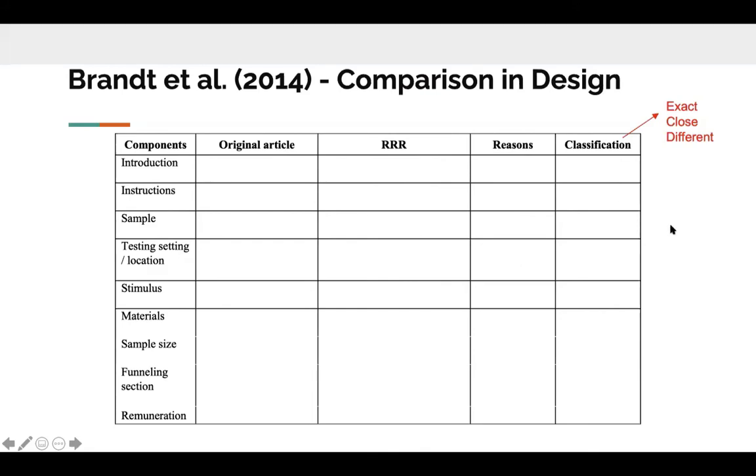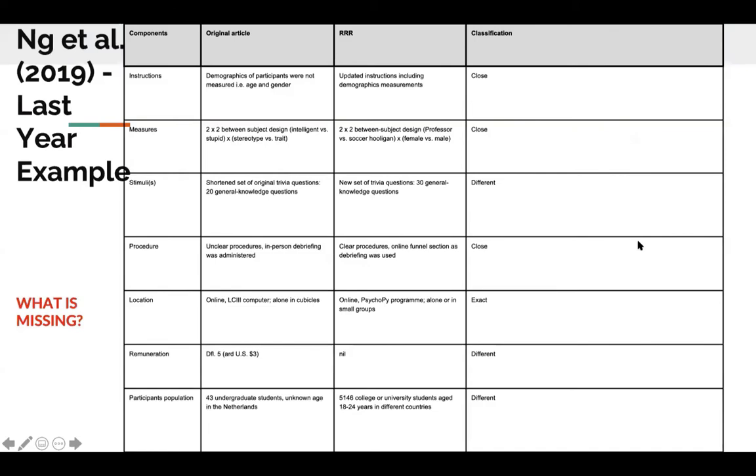I'm now going to show you an example from last year's student. And can you see what's missing from this table? So if you see, they covered the components, there's the original article and the RR, and then they went on to classification. So basically what they're missing here is the reasons for the difference. So do remember to include that in your assessment this year, because I think last year we didn't ask them to do reasons. If I remember correctly, for our RRs, there shouldn't be a lot of differences. Maybe for the remuneration, it should be different, and the participant population should be different, because I think we're recruiting using MTurk.